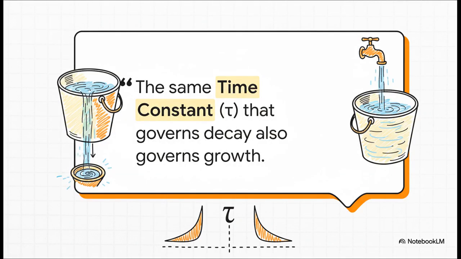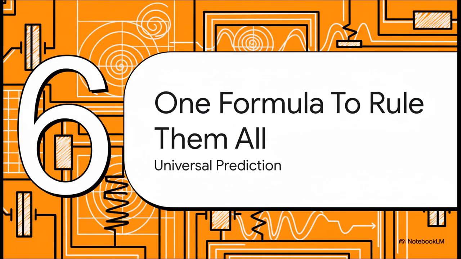And here is the most beautiful, elegant part of this whole thing. The time constant, that tau value, it's exactly the same whether the circuit is charging up or discharging. The very same number that tells you how fast the bucket empties also tells you how fast it fills. It's perfectly symmetrical. And because of that perfect symmetry, it means we can actually use a single universal formula to predict what the circuit is doing at any moment in time.